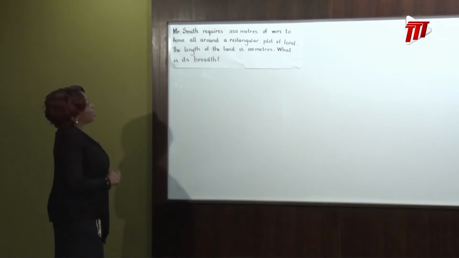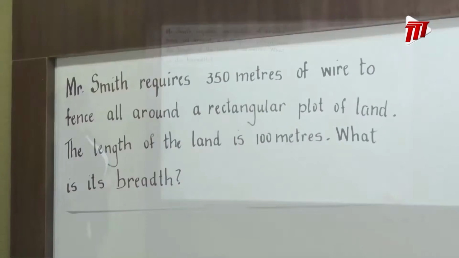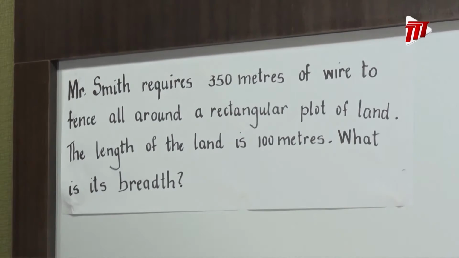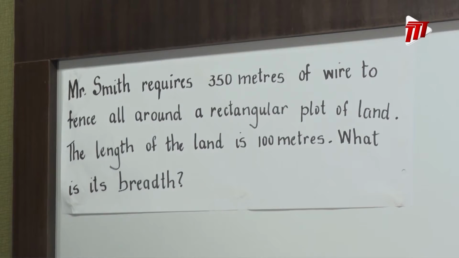Let's look at another question involving perimeter now. Read with me now. Mr. Smith requires 350 meters of wire to fence all around a rectangular plot of land. The length of the land is 100 meters. What is its breadth? Let's read it again. Mr. Smith requires 350 meters of wire to fence all around a rectangular plot of land. The length of the land is 100 meters.